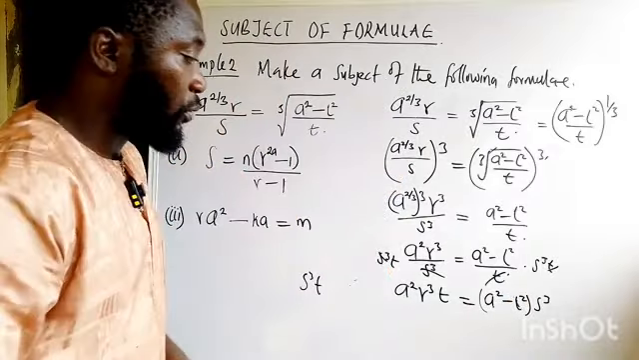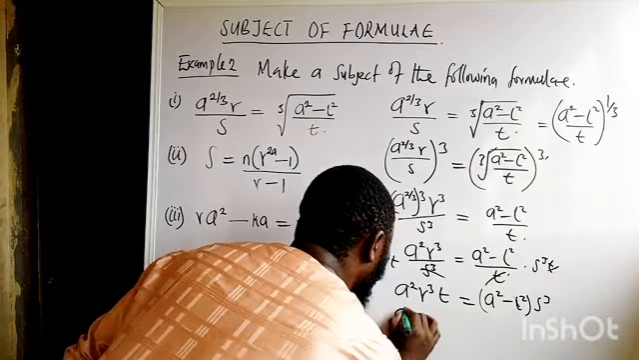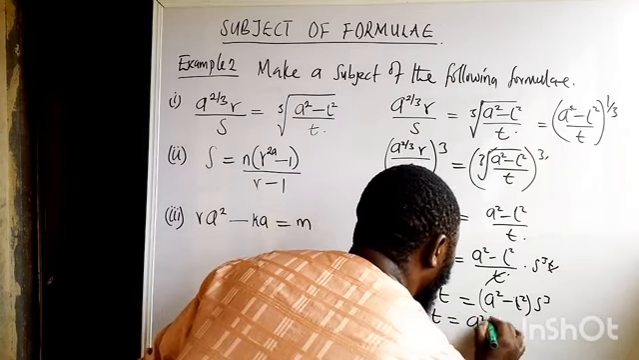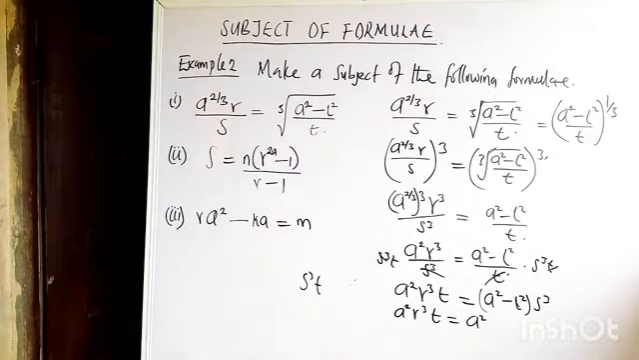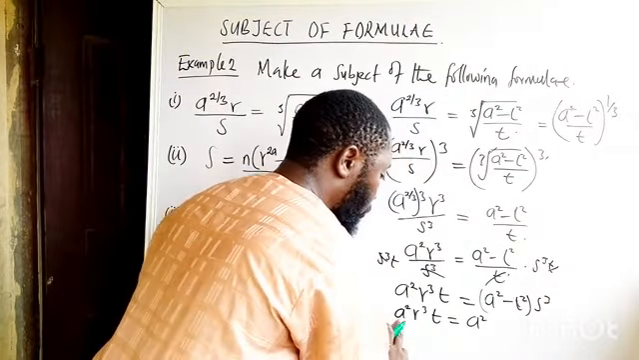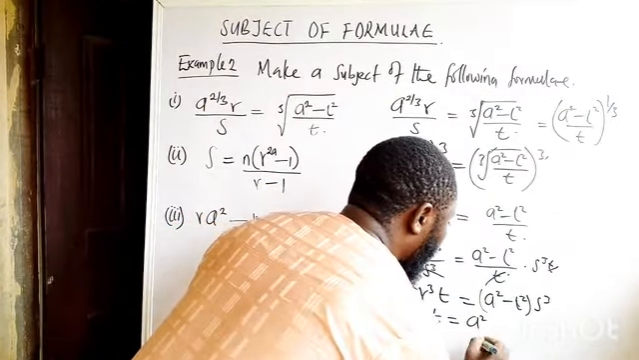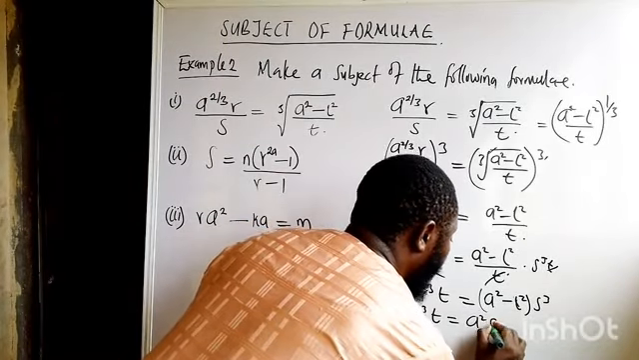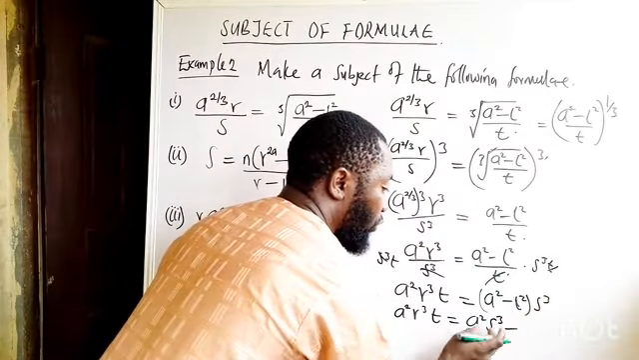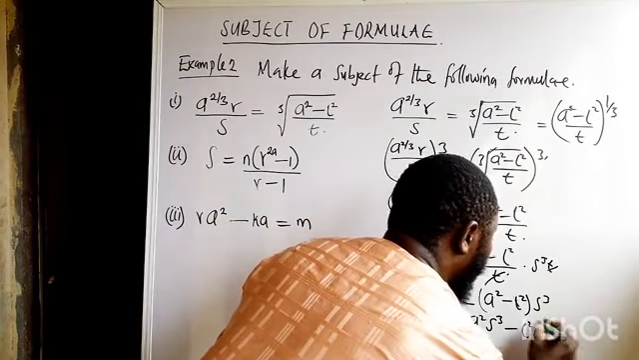Now what we need to do, you open the bracket and collect the like terms. So we have a to the power of 2 r to the power of 3 t equals a to the power of 2 multiplied by s to the power of 3, minus, multiply this again, open this bracket with this, s multiplied by this, you have this, s raised to the power of 3 multiplied by this, you have L square s to the power of 3.